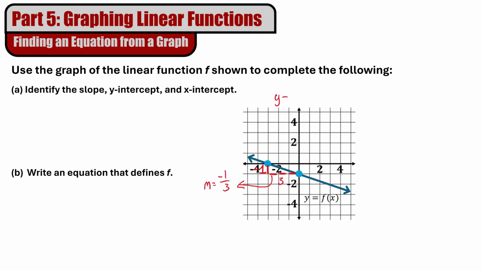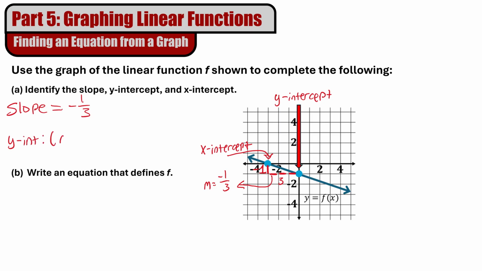Next, by drawing a line down the y-axis we can see that the y-intercept is at 0, -1. Next, find the x-intercept, which is where the line touches the x-axis. Here the graph touches the x-axis at -3, 0. So in the end, the slope is -1/3. The y-intercept is 0, -1. And the x-intercept is -3, 0.